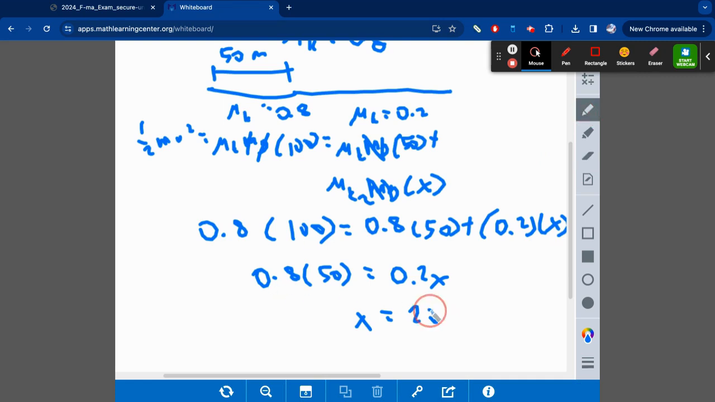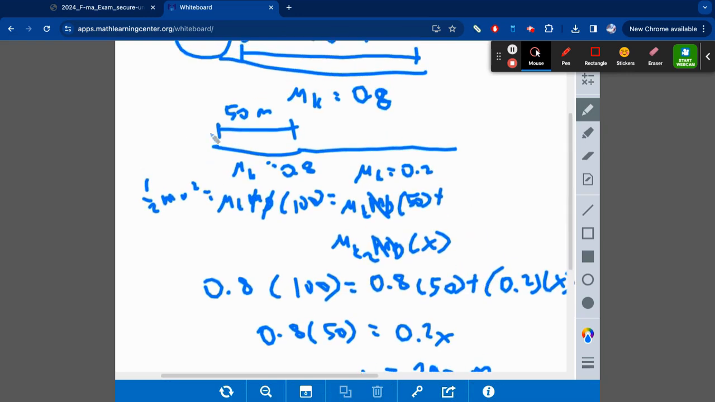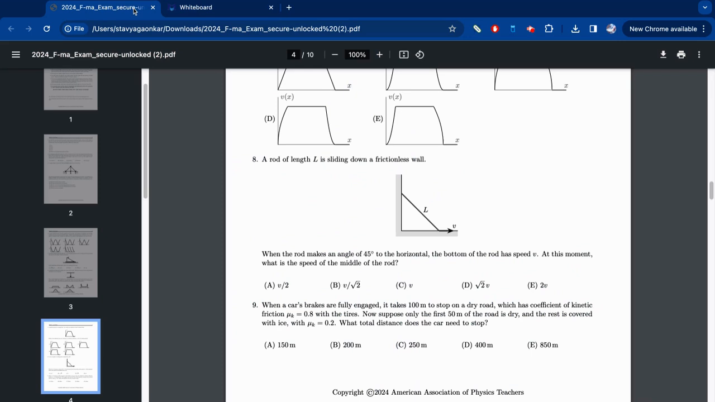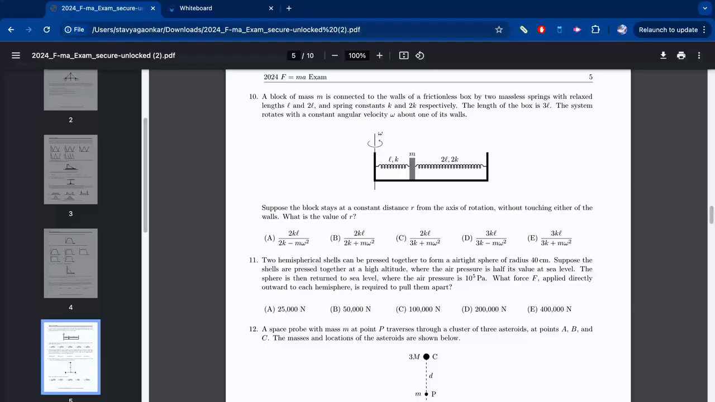So x is 200 meters, which means that essentially you need 200 meters more if you start with 50 meters over here. So the problem is asking for what total distance the car needs to stop, which is going to be 250 meters.